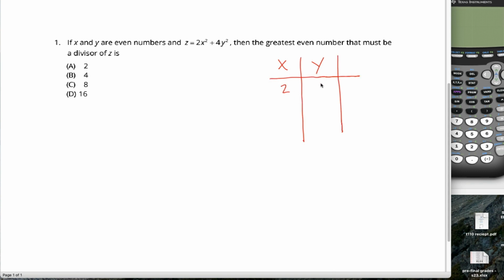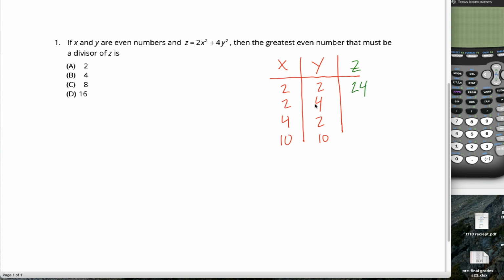So I don't know, x is 2 and y is 2. x is 2 and y is 4. x is 4 and y is 2. x is 10 and y is 10. And then you can calculate what z would be equal to in each case. All right, 2 times 2 squared is 2 times 4, which is 8. Plus 4 times 2 squared is 4 times 4, which is 16. 8 and 16 gives me 24.